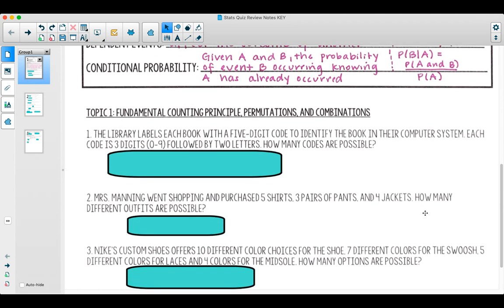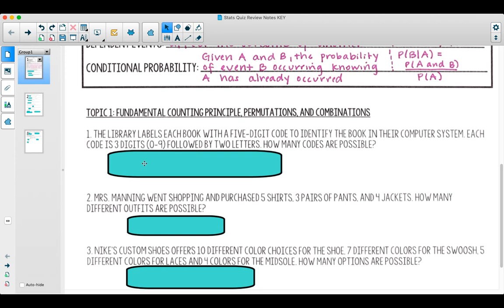So the first topic, we're going to focus in on the fundamental counting principle, permutations, and combinations. So in problem number 1, the library labels each book with a 5-digit code to identify the book in their computer system. Each code is 3 digits, 0 through 9, followed by 2 letters. How many codes are possible? So we have 3 digits, 0 through 9, so that's 10 possibilities, followed by 2 letters. There's 26 letters in the alphabet. We have a total of 5 characters.